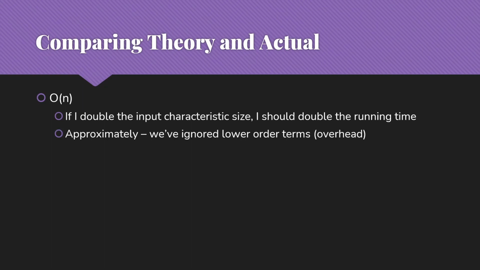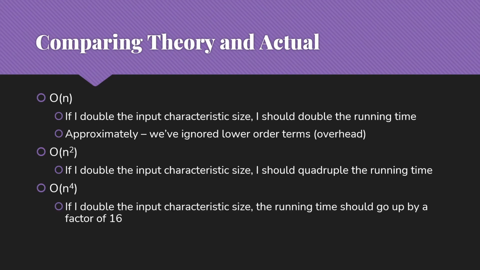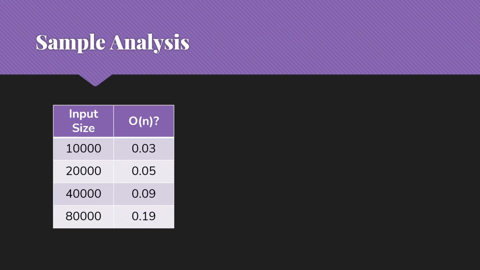Now, this is approximate. Remember, we've ignored lower order terms. We've ignored any overhead. In n squared, if I double, I'm going to see 4 times the running time, approximately. In n to the fourth, if I double it, I'm going to have 16 times. So that's the idea: I can look at these running times and look at the relationship. What I'm doing with the input characteristic, is the running time changing in a way that makes sense for my analysis? Let's look at a couple of these.